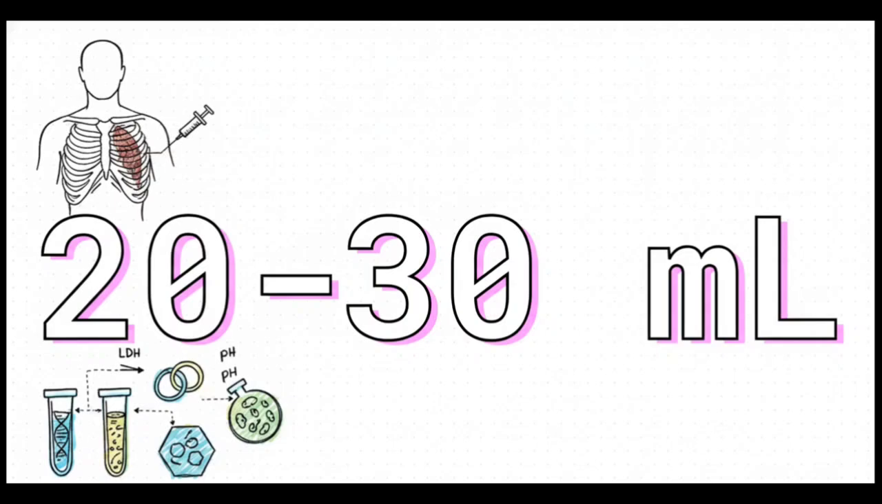If you're doing a diagnostic thoracentesis, to figure out why an effusion is there, you literally only need to drain 20 to 30 milliliters of fluid. That tiny amount is plenty to run your LDH, protein, pH, glucose, and cytology.